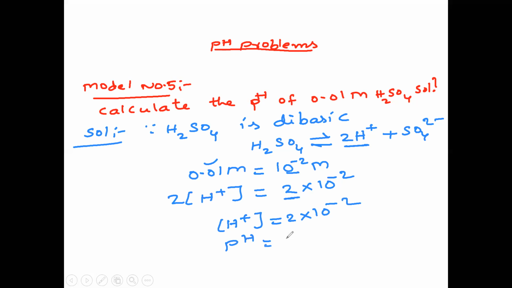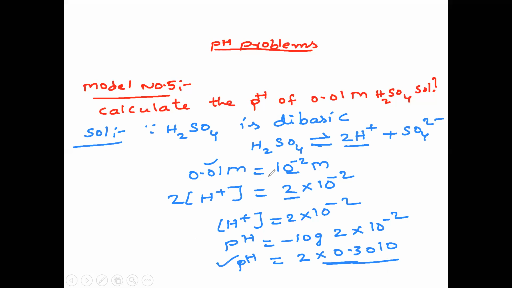Since the H plus concentration is equal to 2 into 10 to the power of minus 2, pH is equal to minus log of 2 into 10 to the power of minus 2. So minus minus 2, it becomes 2 log 2. The log 2 value is 0.3010, so 2 into 0.3010. If you multiply this, you'll get the answer. So pH is equal to 2 into 0.3010. This multiplication part I'm not doing. So this is the answer.